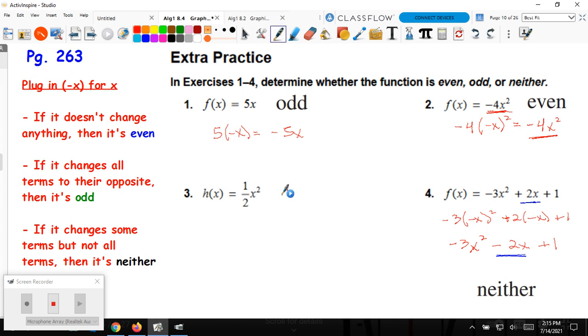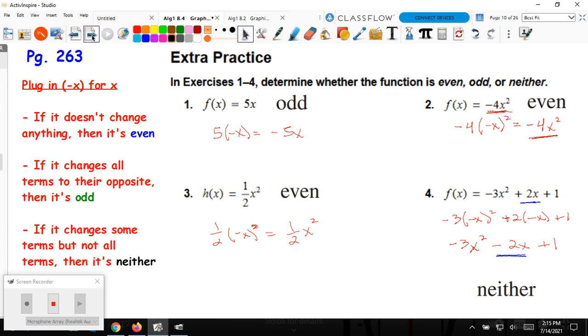Number 3, we have 1/2 times negative x squared. Negative x times itself is a positive x squared, so it's going to be positive 1/2 x squared. So it doesn't change anything at all. Still exactly the same as the original. So this one would be even. So you should have had odd for number 1 and even for number 3. If you didn't get that, then go ahead and fix that on your paper.